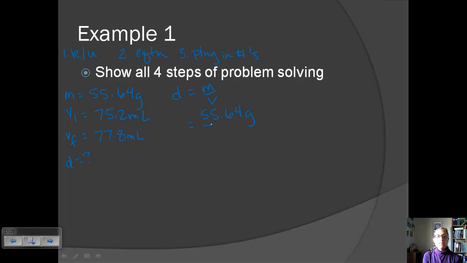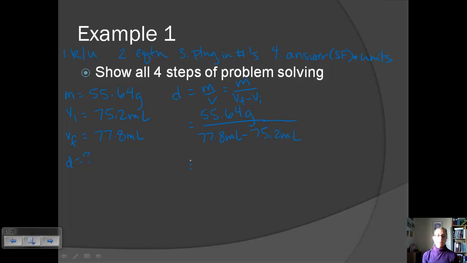55.64 grams. Now the volume here is a little tricky because this is a solid and we use volume displacement. This is actually mass divided by the volume of just the medallion. And in order to get that, we have to take V final minus V initial. And so V final is 77.8 milliliters minus 75.2 milliliters. Now you could have done this bottom part separately and then plugged it in. That's fine too. Okay, and then number 4 is to get your answer with the correct significant figures and units.